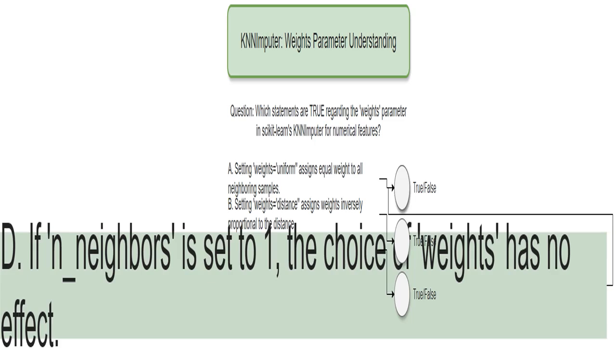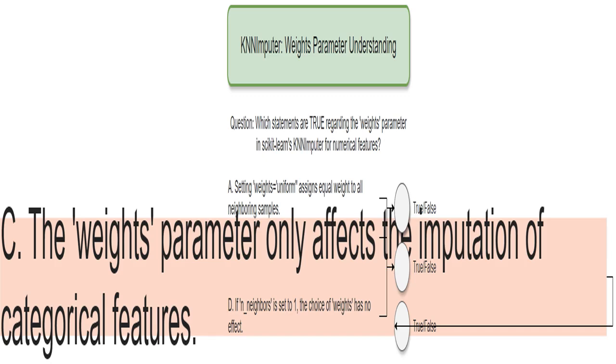This statement examines a specific scenario. What happens when I only consider one neighbor, n_neighbors equals 1? I need to consider if the choice of weighting, uniform or distance, even matters in such a case. Statement C states that the weights parameter only applies to categorical data. I'll verify if this is correct, considering that KNNImputer primarily works with numerical data.